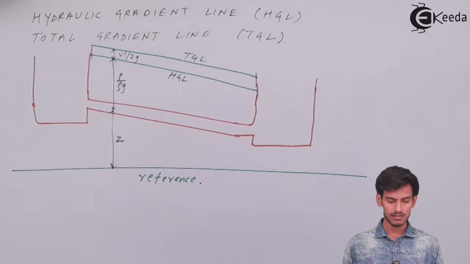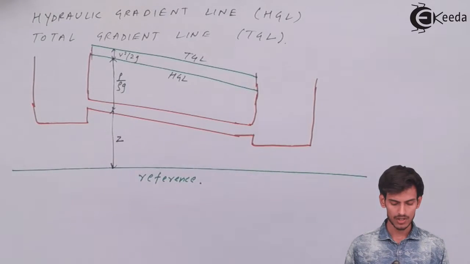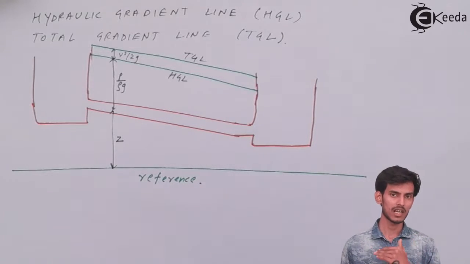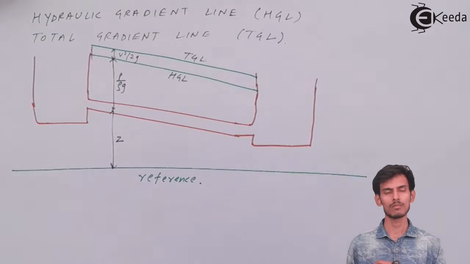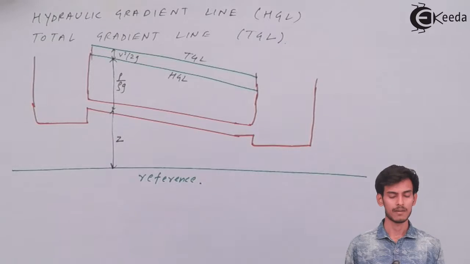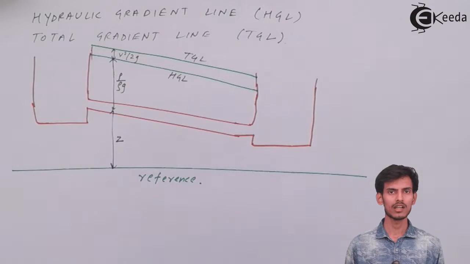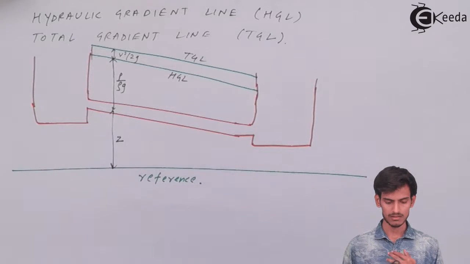So hydraulic gradient line is an imaginary line which you can get after you plot the pressure head from the center of the pipe. So from the center of the pipe, if you plot all the pressures at different levels of the pipe, you will come across different points, and the locus of all the points will give you the hydraulic gradient line. And when you are considering hydraulic gradient line, the velocity is not considered in it. So if you add velocity head to the hydraulic gradient line, it will give you the total energy line. So that is a simple way to understand hydraulic gradient line.